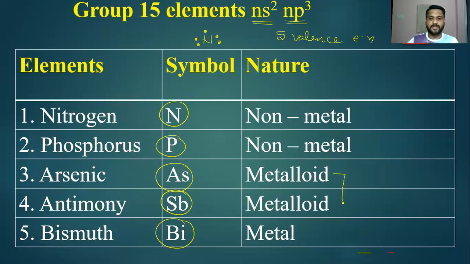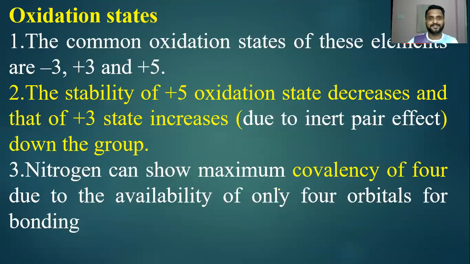Arsenic and antimony are the metalloids. The first two are the non-metals, and bismuth is a metal. That means down the group, the metallic character increases, right?